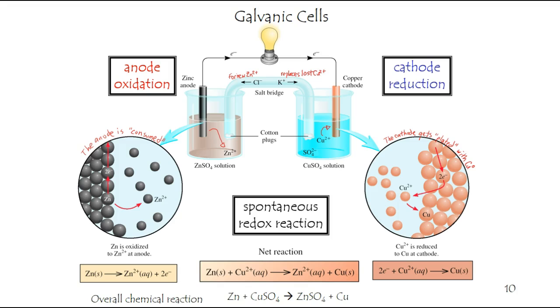So for a galvanic cell, also known as a voltaic cell, we have a spontaneous redox reaction shown here in its full form and shown here in its net ionic form, since the sulfate is a spectator ion.